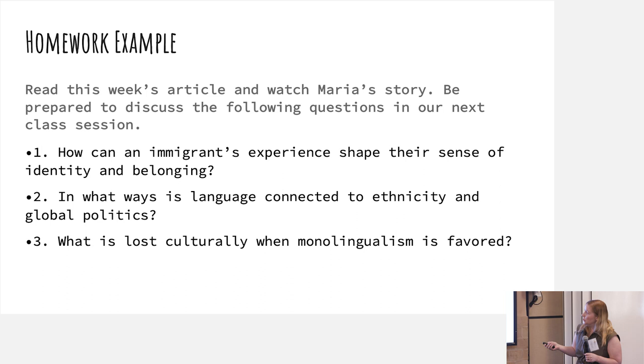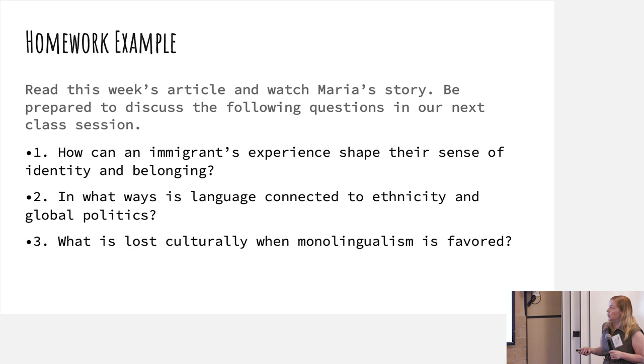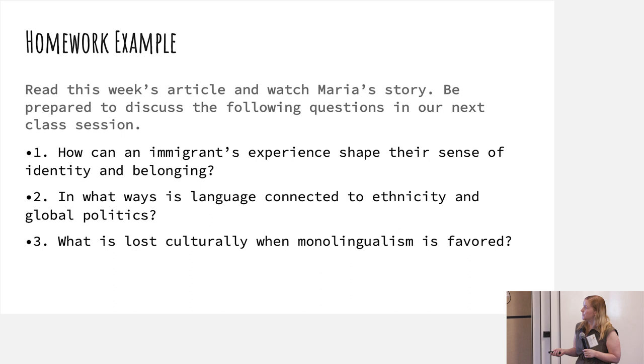So here's a homework example that we'll look at, and then I'm going to show you a preview of Maria's story. It says, read this week's article and watch Maria's story. Be prepared to discuss the following questions in our next class session. Number one, how can an immigrant's experience shape their sense of identity and belonging? Number two, in what ways is language connected to ethnicity and global politics? And number three, what is lost culturally when monolingualism is favored?